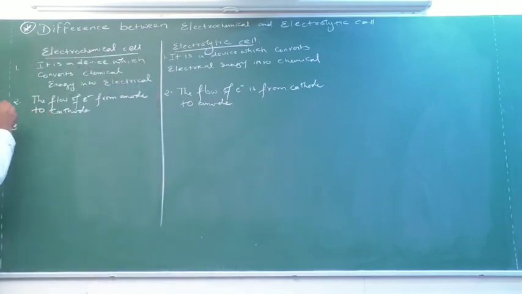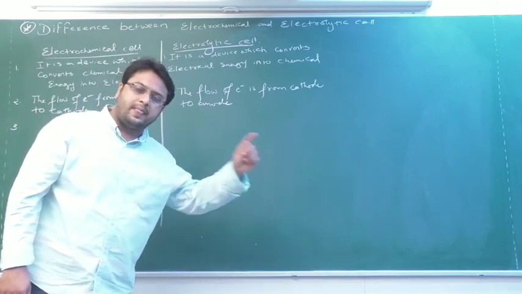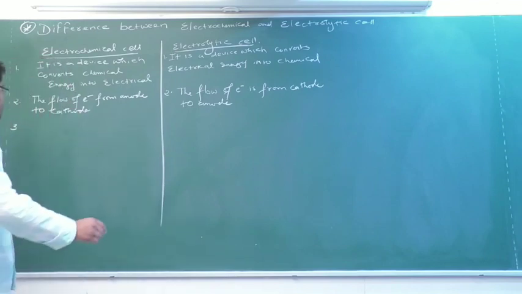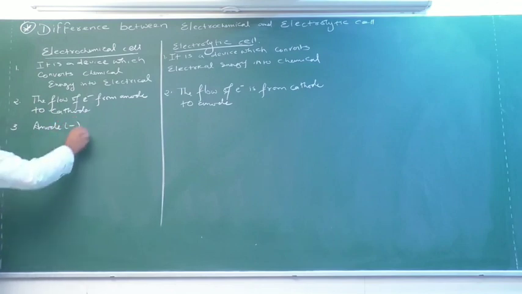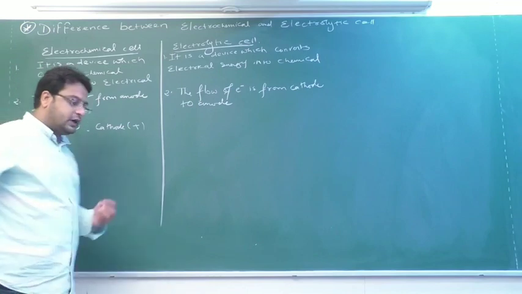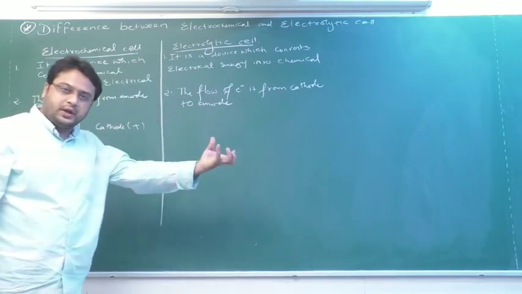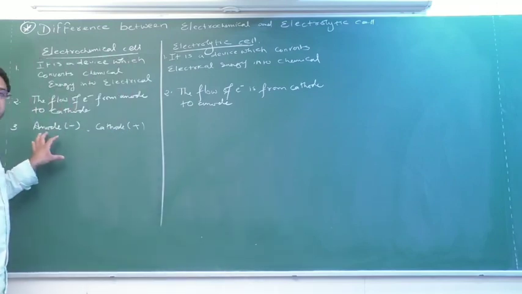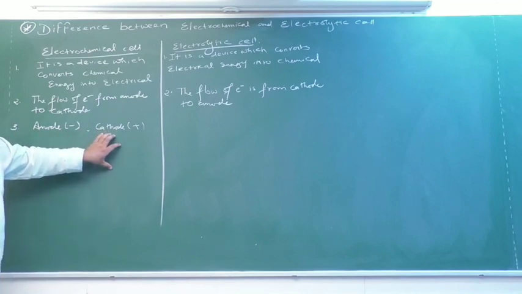One more point I told you. In the electrochemical cell, the electrons come from the anode and go towards the cathode. So the anode was considered negative. Here anode will be negative and cathode positive, because the electrons are coming from the anode. The electrode from which electrons come is considered the anode, and its sign is negative. Similarly the cathode will be positive.